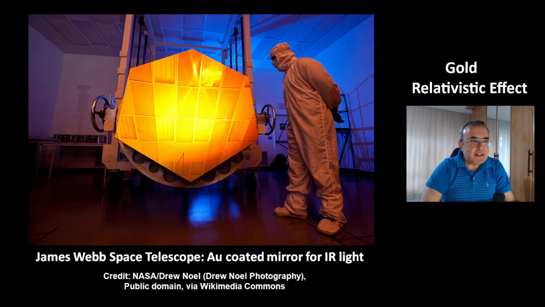This is the James Webb Space Telescope. Its mirror is coated with gold. That's for infrared light.